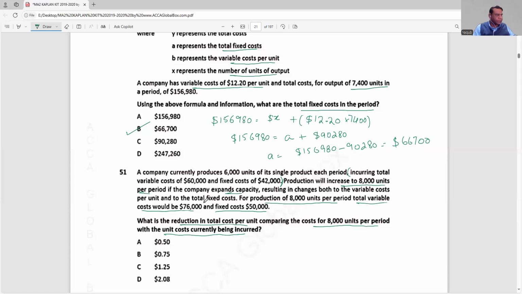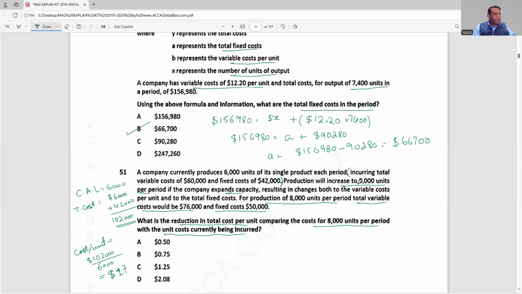So we have what? Currently we have 6,000 units, current activity level 6,000. Total cost, variable cost is 60,000, fixed cost 42,000, total 102,000. Cost per unit: 102,000 divided by 6,000. $17 per unit.